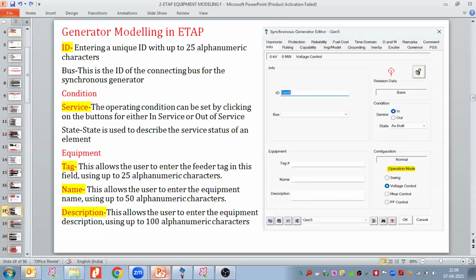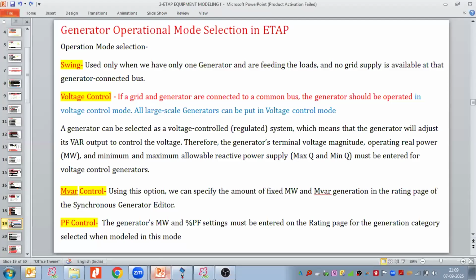Thereafter we have the operation mode: swing, voltage control, MW control, PF control. So let us see one by one each mode, their meaning, definitions, and then we will select. Swing mode, we already discussed, is used only when we have only one generator feeding the loads, and there is no grid supply available at that generator-connected bus.